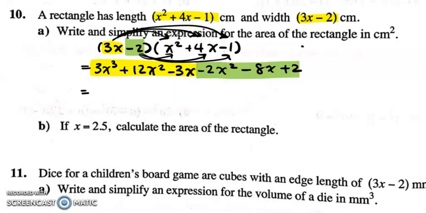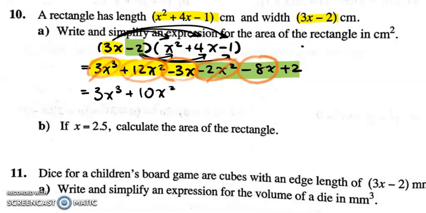Finally, we come to the part where we combine our like terms. Find your term with the greatest degree first. Here it's 3x cubed, and there is nothing else with 3x cubed. Next, cross that out. I have 12x squared minus 2x squared. That gives us positive 10x squared left. And again, from speaking to some of you, this is the most common mistake here, is just collecting our like terms. Okay, I go to my next highest degree, which is x to the power of 1.